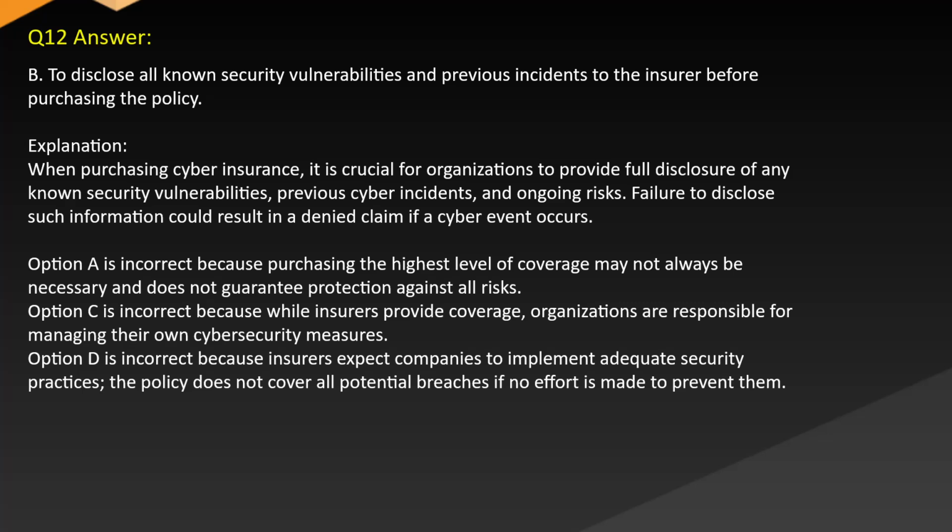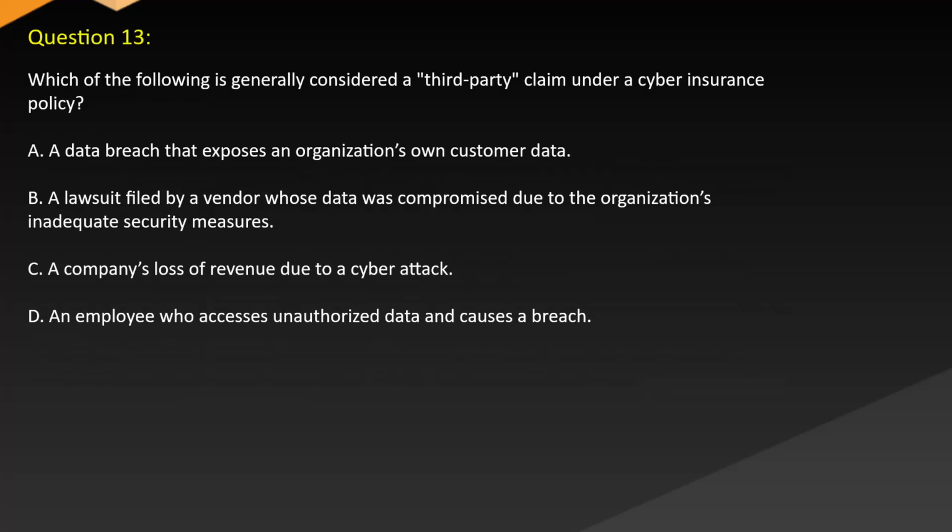protection against all risks. Option C is incorrect because while insurers provide coverage, organizations are responsible for managing their own cybersecurity measures. Option D is incorrect because insurers expect companies to implement adequate security practices. The policy does not cover all potential breaches if no effort is made to prevent them. Question 13. Which of the following is generally considered a third-party claim under a cyber insurance policy?